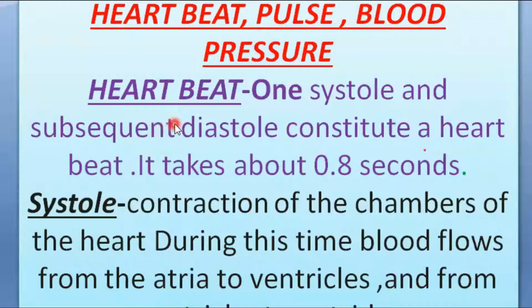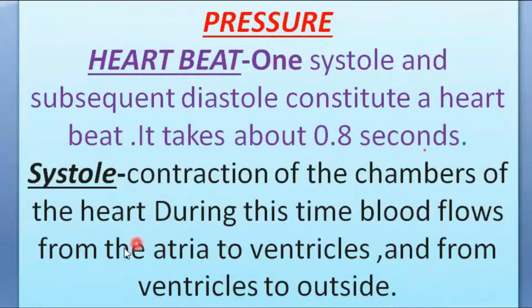How do we say it more scientifically? Heartbeat consists of one systole and a subsequent diastole. So what is systole and what is diastole? For this heartbeat, it takes about 0.8 seconds. Systole means contraction of the chambers of the heart. During this time, blood flows from the atria to the ventricles and from the ventricles to outside.